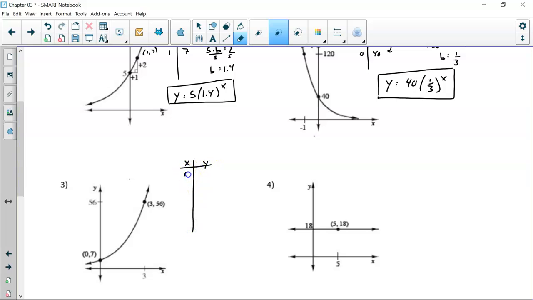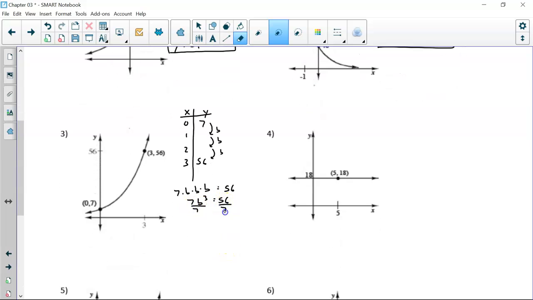So for number 3, 0, 7. We don't know 1, we don't know 2, and then 3, 56. Now there's a couple different ways we could do this. We're multiplying by b again, and by b again to get there. So what we're doing is we're doing 7 times b times b times b equals 56. So that's 7, b to the 3rd equals 56. Divide both sides by 7, and b to the 3rd equals 8.